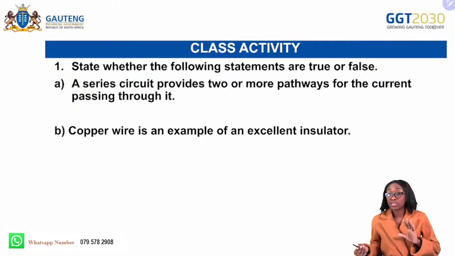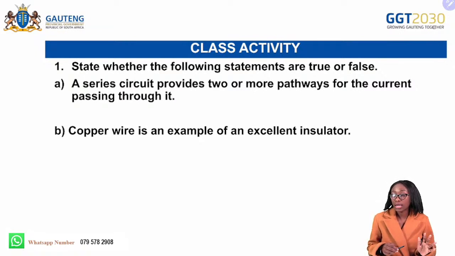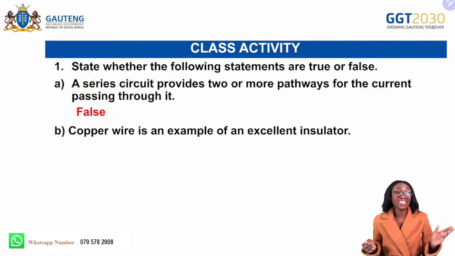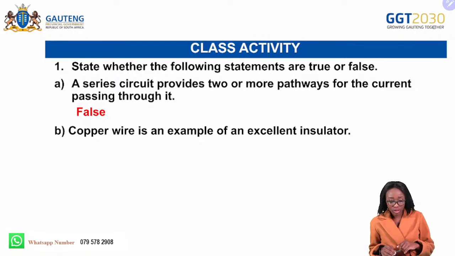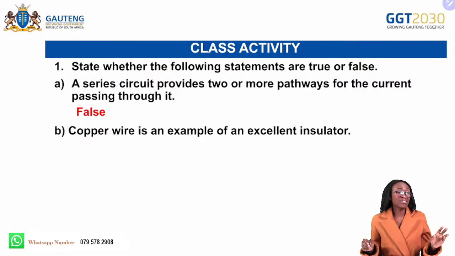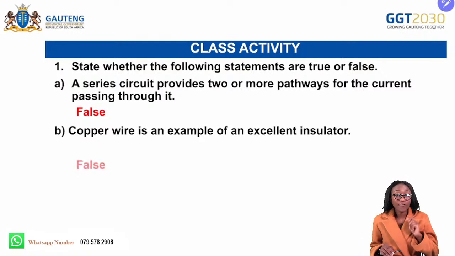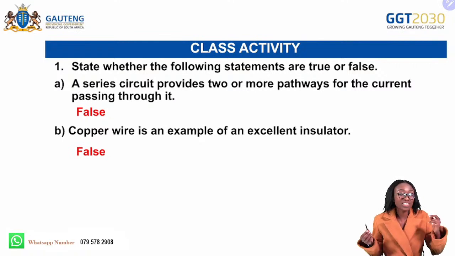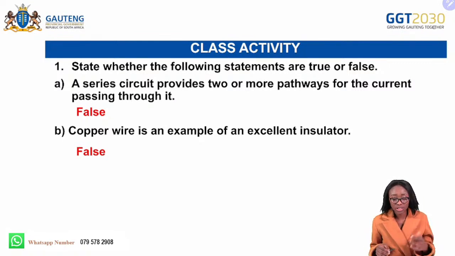Now we've learned about series circuits and we've learned about parallel circuits. So this statement is definitely false. A series circuit only offers one pathway, whereas a parallel circuit offers 2 or more pathways. Now, copper wire is an example of an excellent insulator. That is a false statement. Copper is actually an excellent conductor.